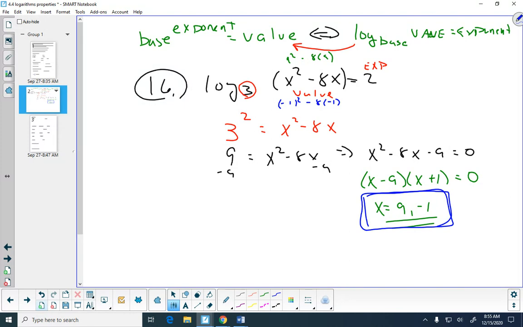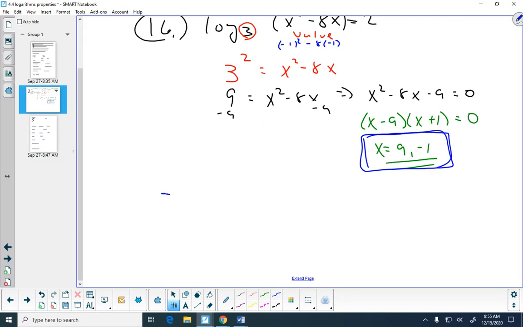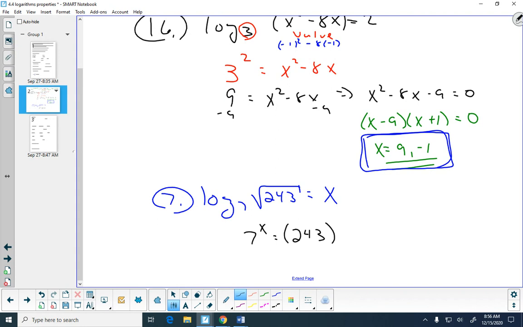Just very quickly, if we just take a look at number 7 on the front. We have log base 7 of the square root of 243 is equal to some value. And that's why I talked about just throw an x in there. So if we write this in an exponential form, we have a base of 7. We have an exponent of x is equal to the square root of 243. But when we write a square root, remember what the exponent will be. The exponent to that will be a 1/2.